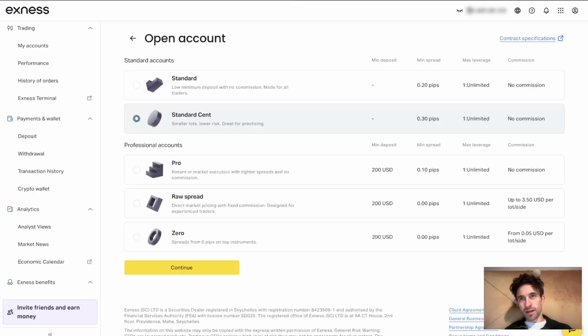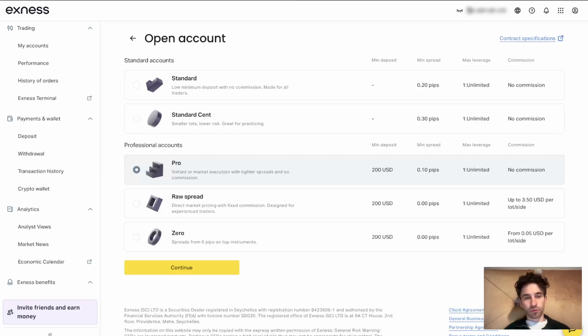But if you're getting bored with a demo account, you know, there's no real emotion in it, you can't really pick up how you would actually be trading because the money is fake, that's when a standard account is going to come in. It's kind of like a middle ground between a demo account and an actual standard account.